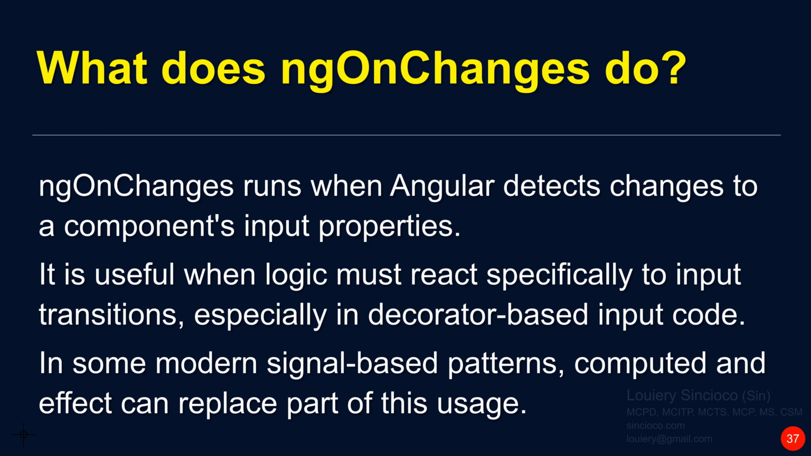What does ngOnChanges do? ngOnChanges runs when Angular detects changes to a component's input properties. It is useful when logic must react specifically to input transitions, especially in decorator-based input code. In some modern signal-based patterns, computed and effect can replace part of this usage.